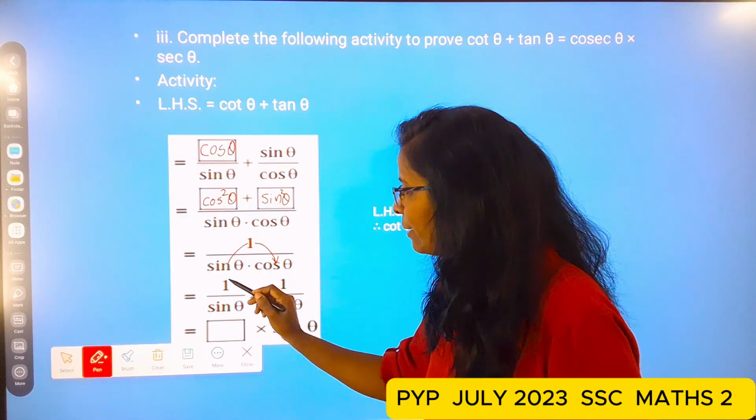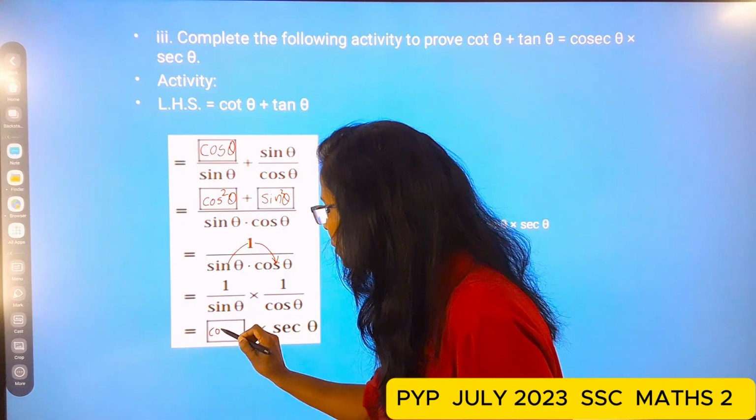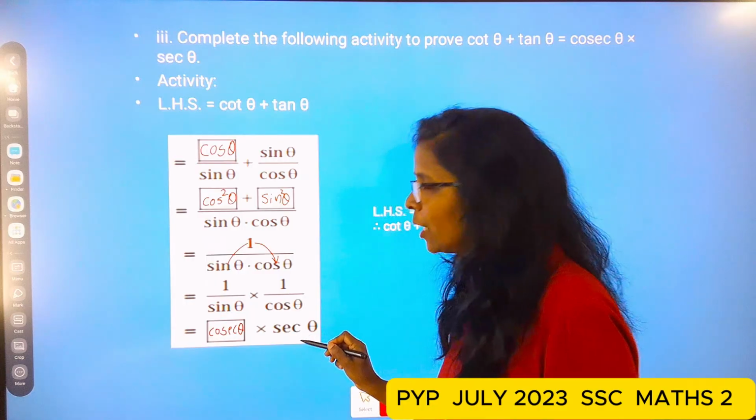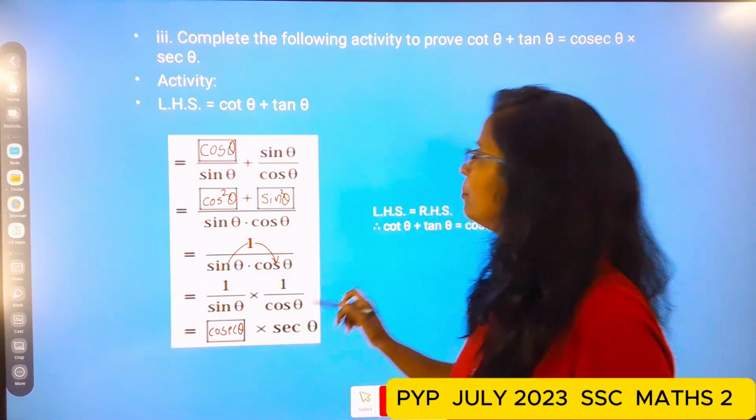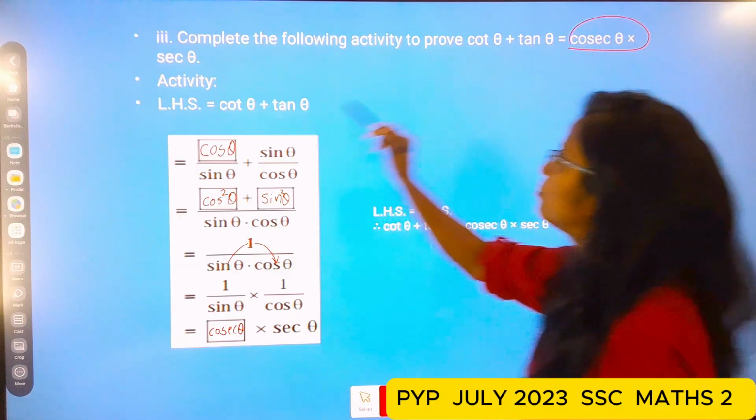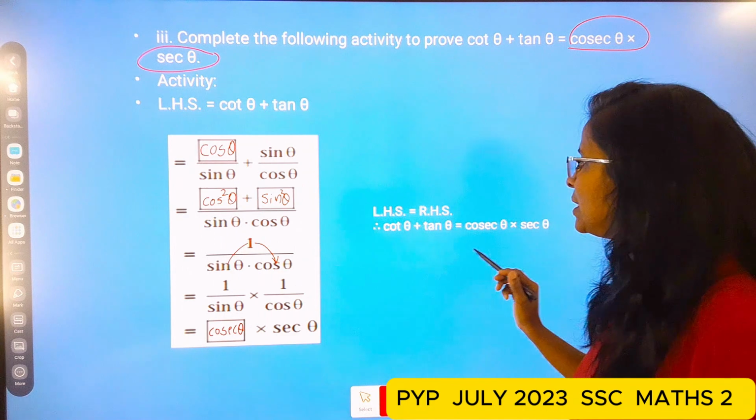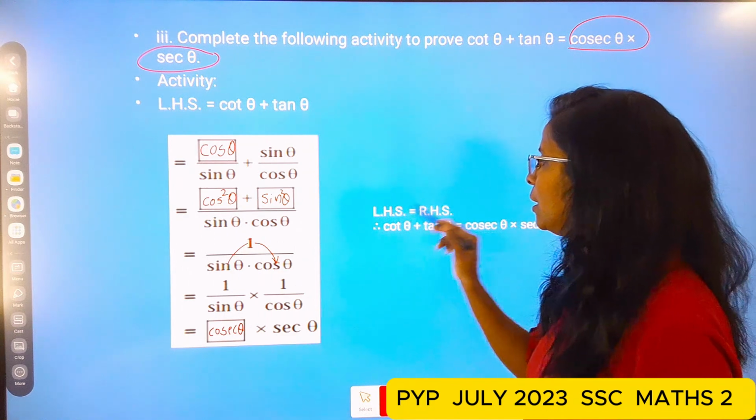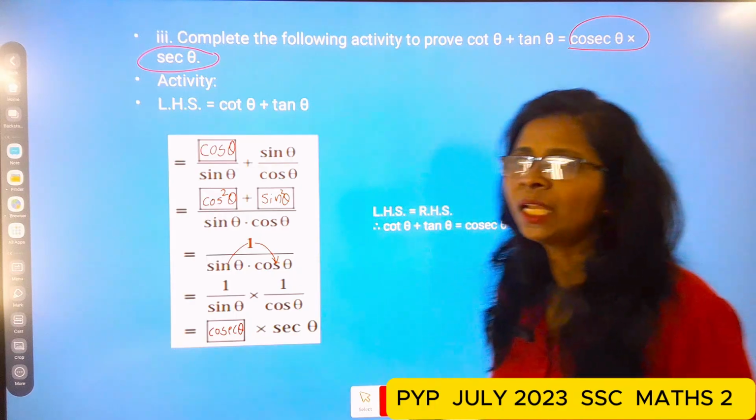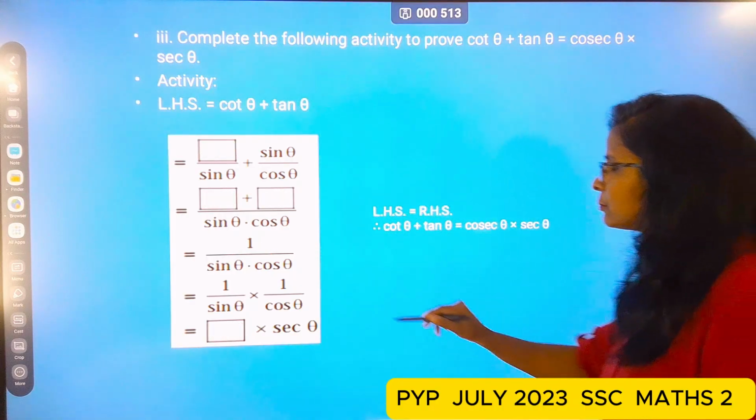Okay, multiply. Then 1 upon sin theta, students, means cosec theta. And 1 upon cos theta is equal to sec theta. So see students, our last step is nothing but the RHS, the right hand side. That means LHS is equal to RHS, therefore cos theta plus tan theta is equal to cosec theta multiply sec theta. Okay, students?